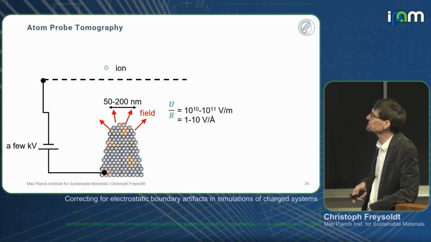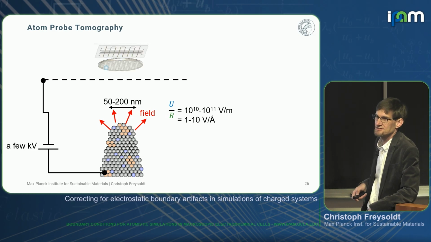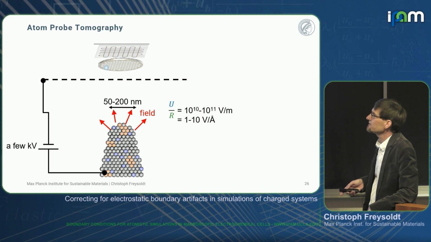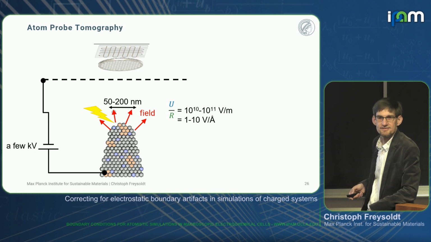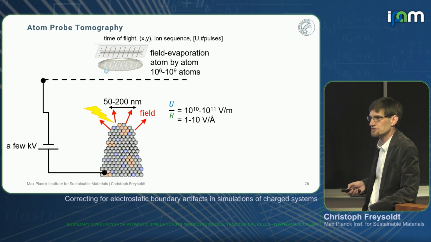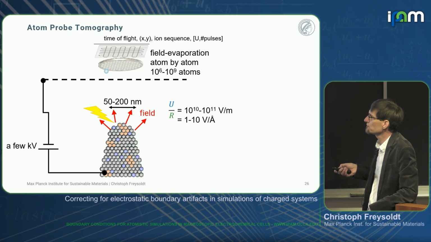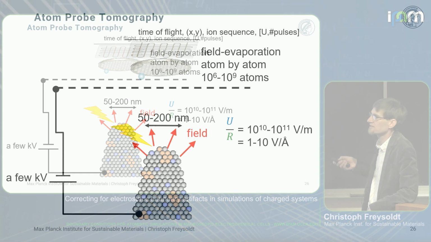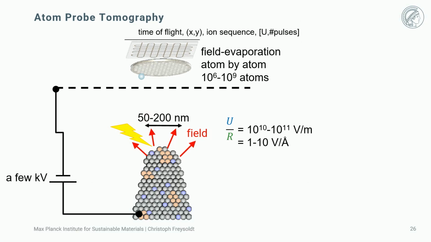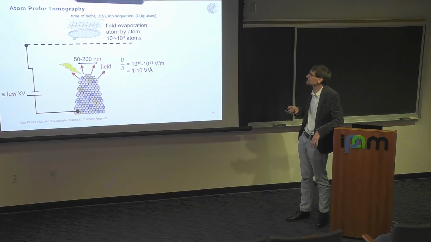To make this a useful instrument, you place here a position-sensitive detector, and you additionally trigger those events by light or voltage pulses, so that you can measure the time of flight between your pulse and the arrival on the detector, which means that you have a time of flight mass spectrometer, which means that you can identify the chemical identity of that particular ion. And then you do this for many, many atoms. On the order of 10 to the 6, a million to a billion atoms can be collected.